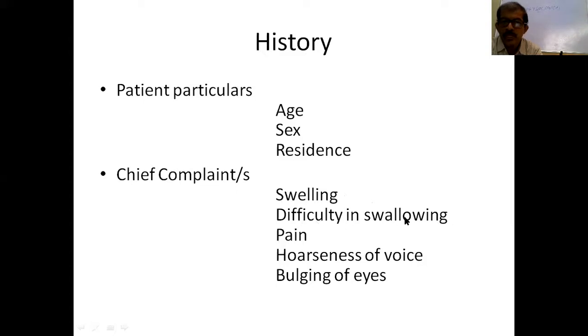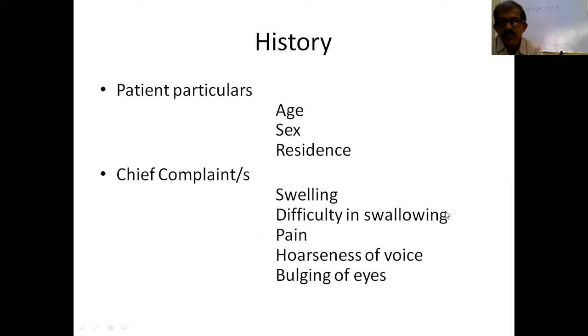So it is not dysphagia. Most of you will be telling dysphagia. Dysphagia is a more sinister problem, particularly carcinoma esophagus. The other day I was telling you about dysphagia and thyroid swelling. Don't jump to the conclusion that the dysphagia is due to thyroid swelling. It may be carcinoma esophagus, particularly in an old individual, right?